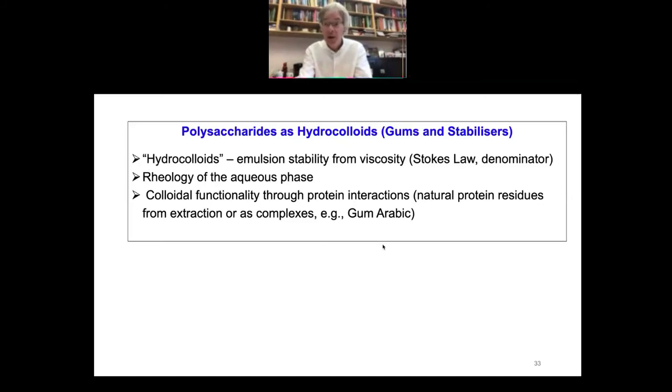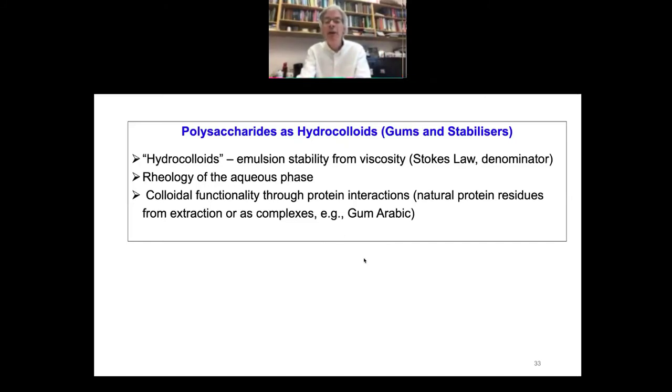So if it's a pure polysaccharide, its emulsion stabilizing property is typically because of viscosity in the continuous phase rather than interfacial property. So we do call them emulsion stabilizers, but we need to recognize why they're stabilizing, and that's quite different than an emulsifier per se.